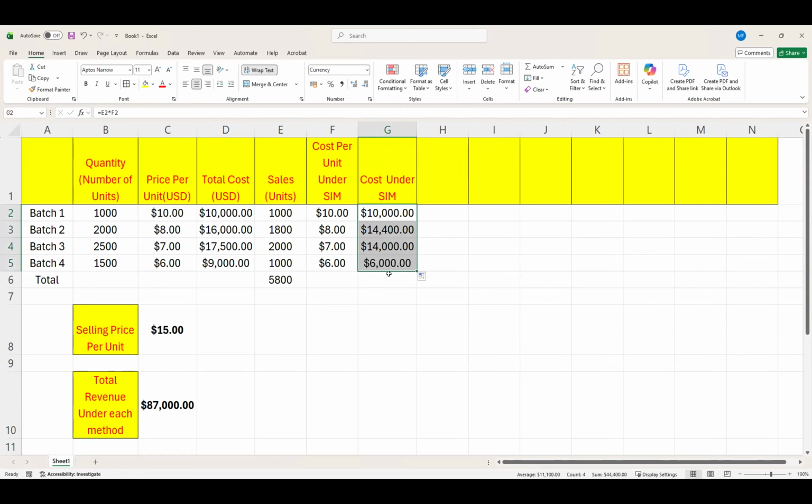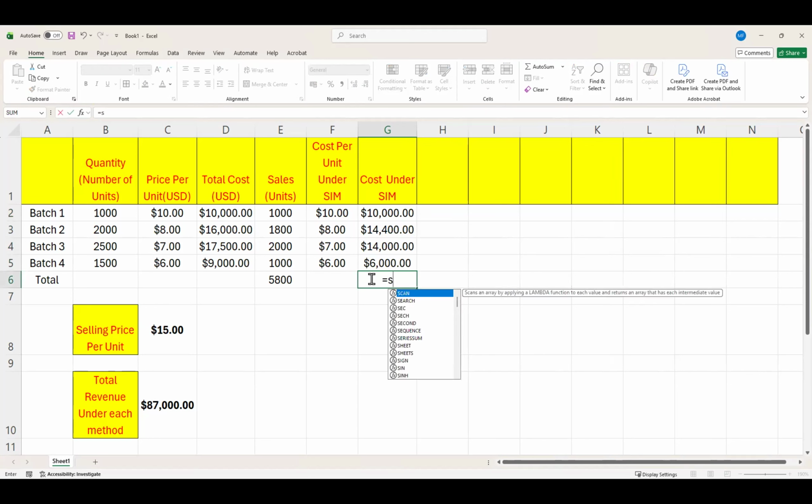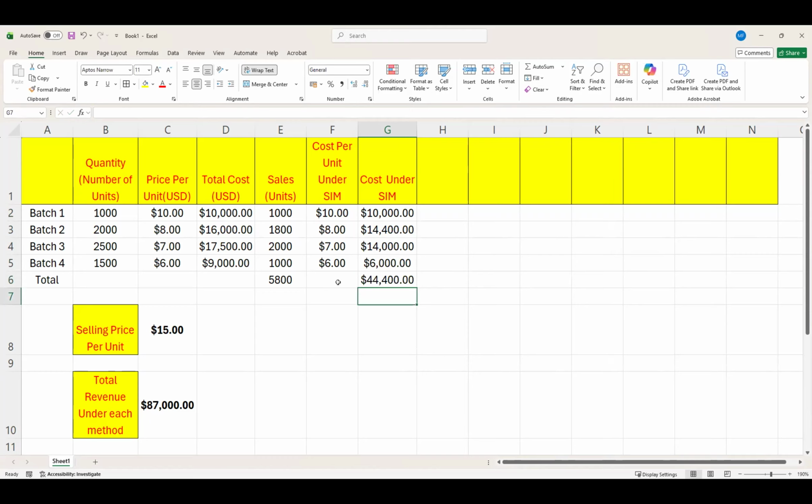Drag it. And then I will take a sum of it. So this is my total cost under SIM, the specific identification method. Do you agree? Total cost under SIM.